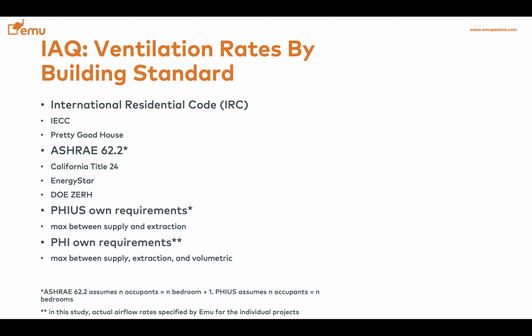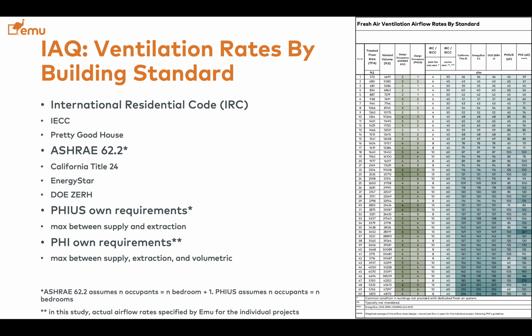For the study for PHI, we are actually showing the airflow rates that we, EMU, specified for those projects because it's a blend between supply, extraction, and volumetric. This is what it looks like. Again, smallest project at the top, largest project at the bottom. Don't need to dive too much into the numbers.